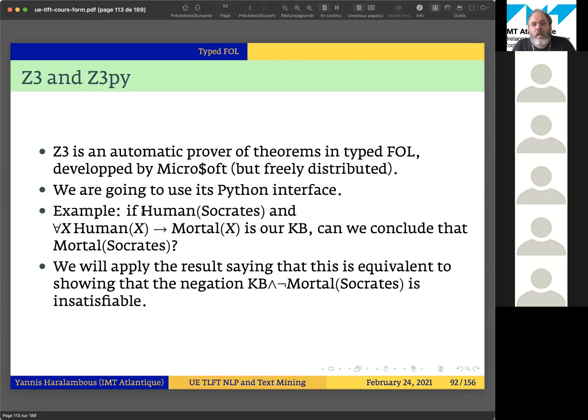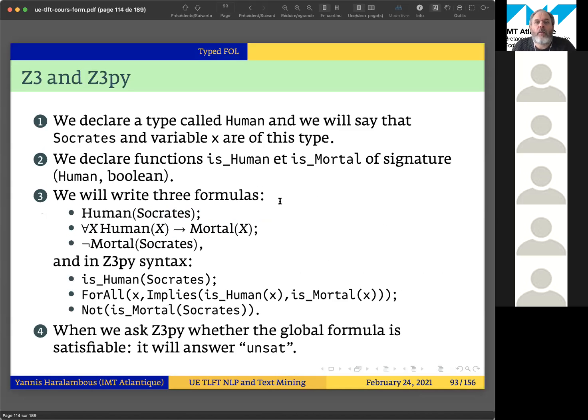saying Socrates is a human. All humans are mortal. So this will be my knowledge base. And I'm asking, here is my query, is Socrates mortal? The machine should tell me that yes, by applying a modus ponens to these two, I obtain that Socrates is mortal. Here is how I do it.